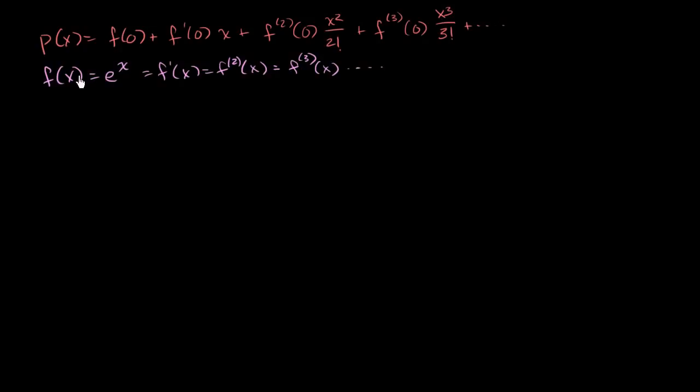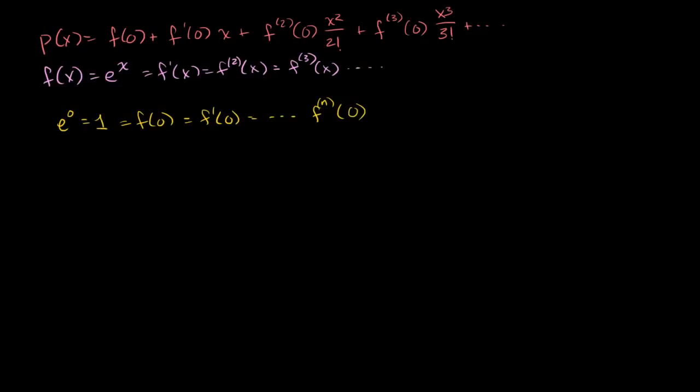So we have to find f of 0, f prime of 0, the second derivative at 0. Well, e to the 0 is just equal to 1. And so this is going to be equal to f of 0, f prime of 0, and any of the derivatives evaluated at 0. The nth derivative evaluated at 0. And that's why it makes applying the Maclaurin series formula fairly straightforward.